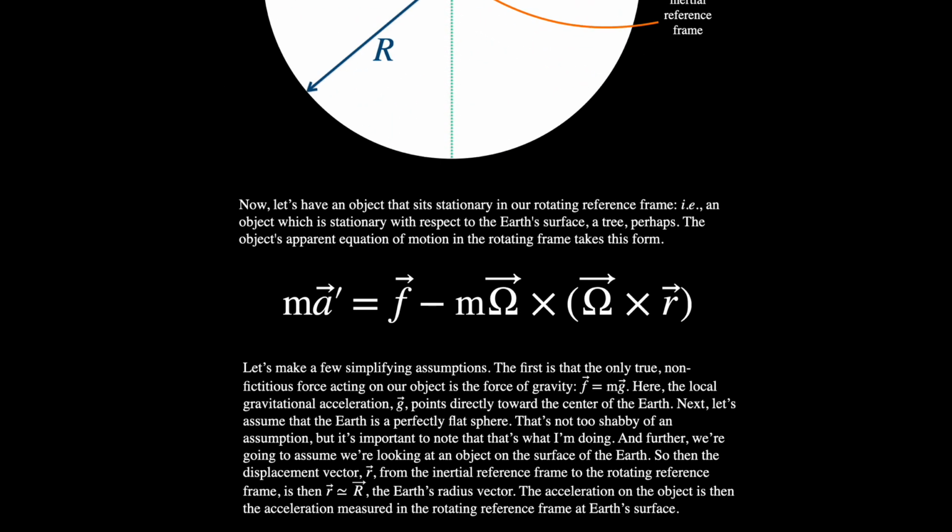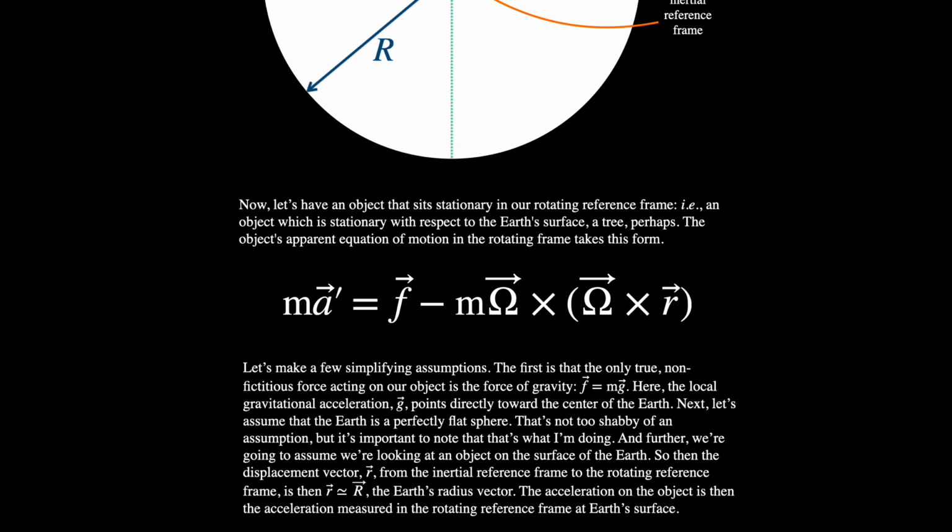All right, so we want to have something sitting in our rotating reference frame, an object stationary on the Earth's surface, so probably like a tree or somebody falling asleep or what have you. The object's apparent equation of motion, which we can derive from above, is now the mass of the object times its acceleration tick inside the rotating reference frame equal to some force, and I use the lowercase f because whatever that is, we don't know yet.